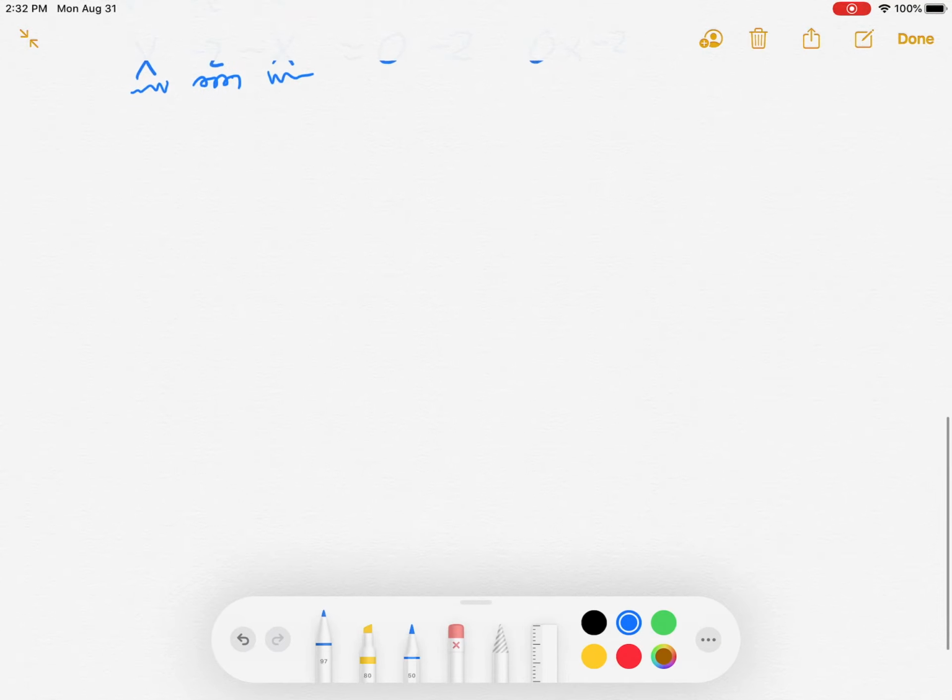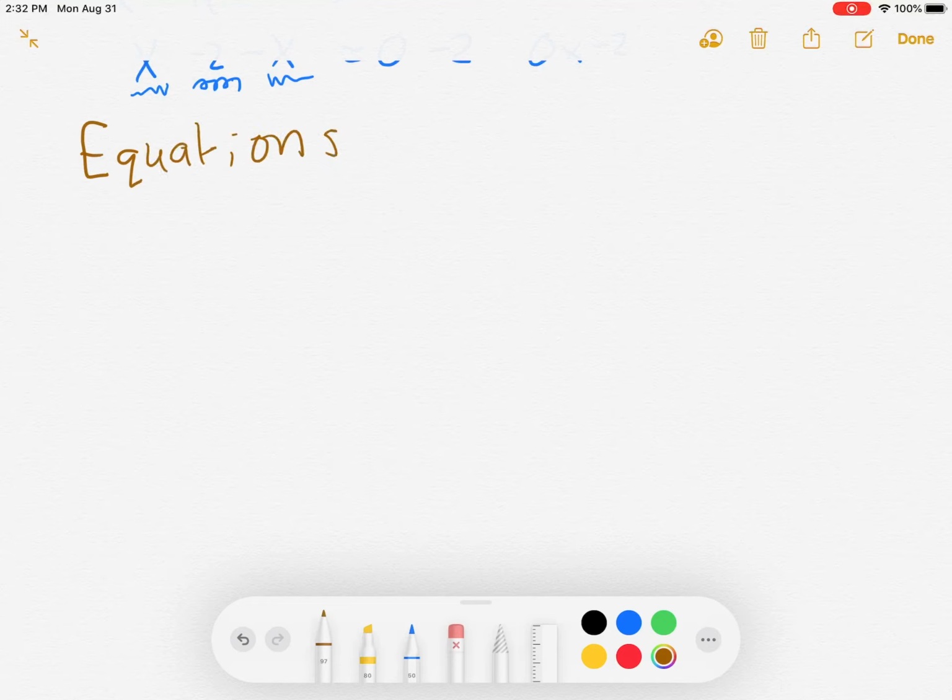All right, now let's talk some basic equations. Right now we're doing what's called one-step equations, meaning it'll take one step to solve. For example, b plus 6 equals 9. Now, you might be able to just look at that and know, well, 3 plus 6 equals 9, so b must equal 3, and you would be right.